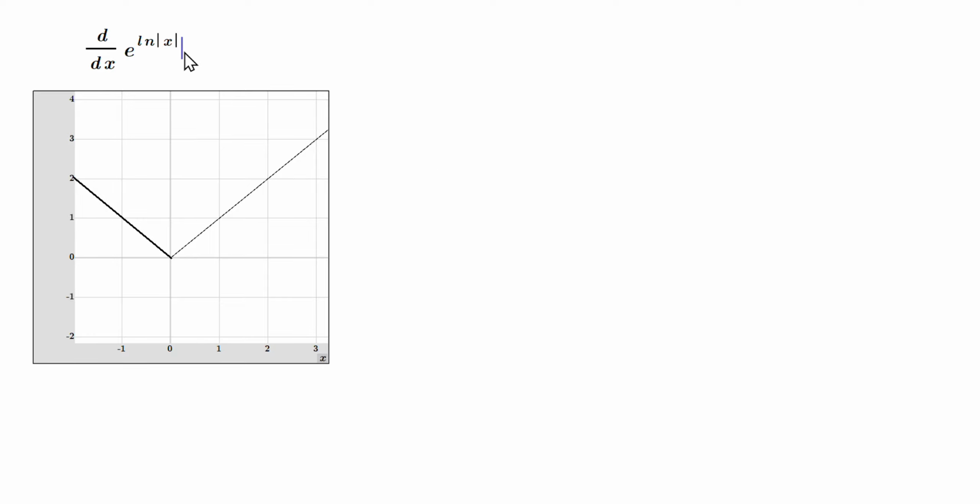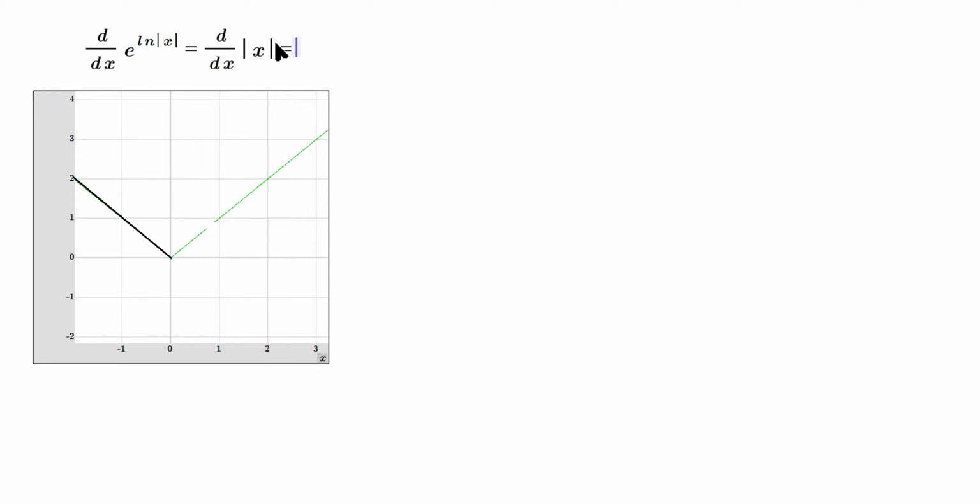I'm gonna basically cancel e and ln because they're inverse functions. So now I'm gonna write this as the derivative with respect to x of the absolute value of x. Let me just stress something important here, which is that if we graph the absolute value of x, it looks just like e to the ln of the absolute value of x. So this is a valid move because the graphs are identical.